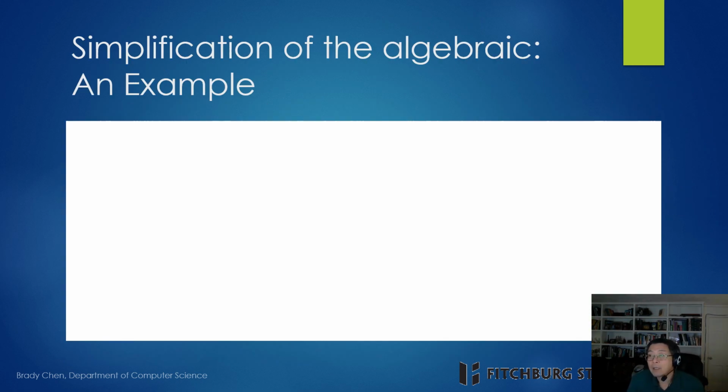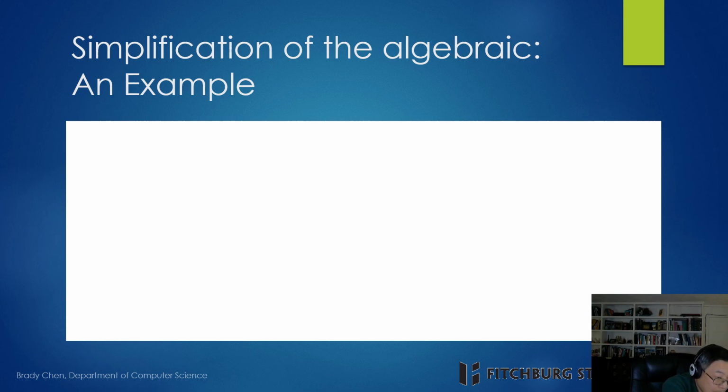Now we talked about the Boolean identities, and I said that we can use them to simplify some algebraic expressions. Let's take a look at an example to get some idea what simplification of an algebraic expression means. I'm not going to introduce a very complicated one, but just use one of the Boolean identities, the absorption.